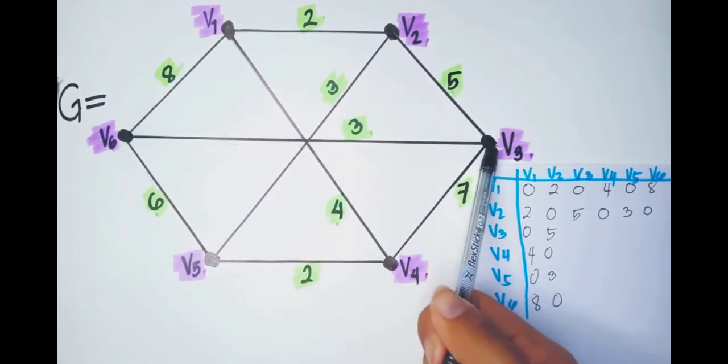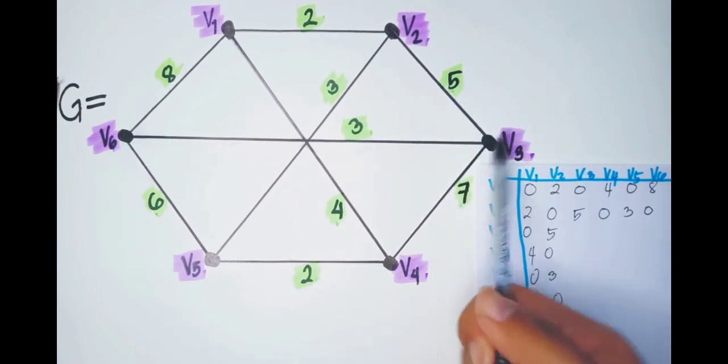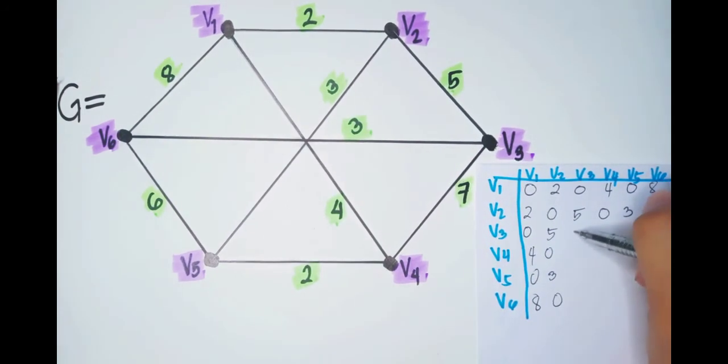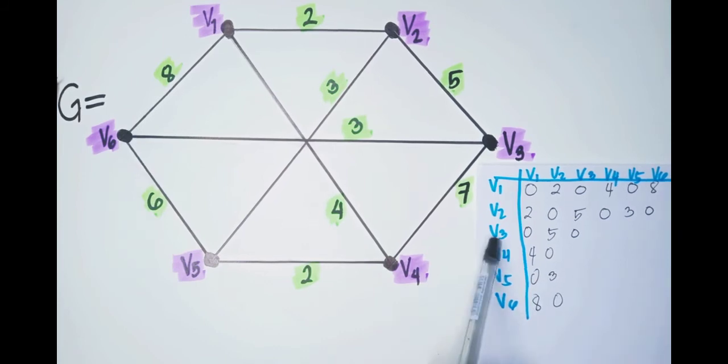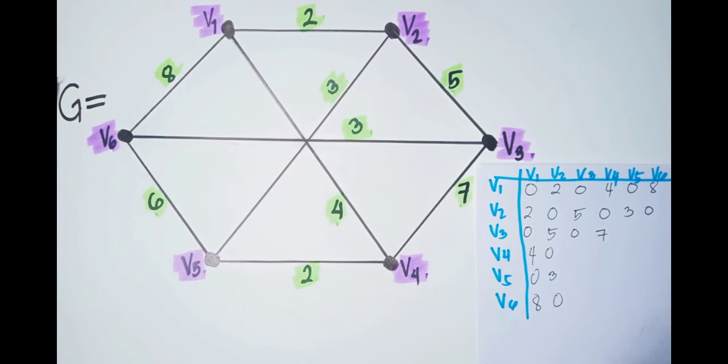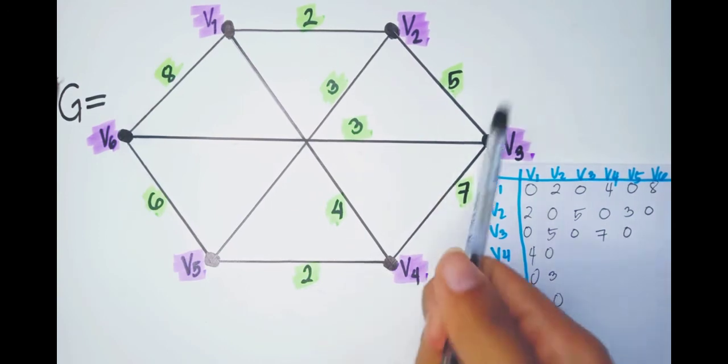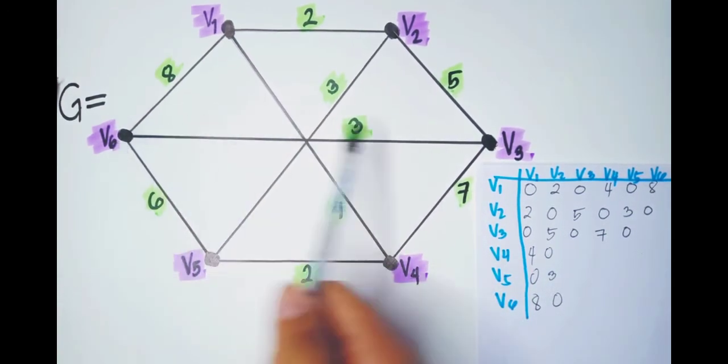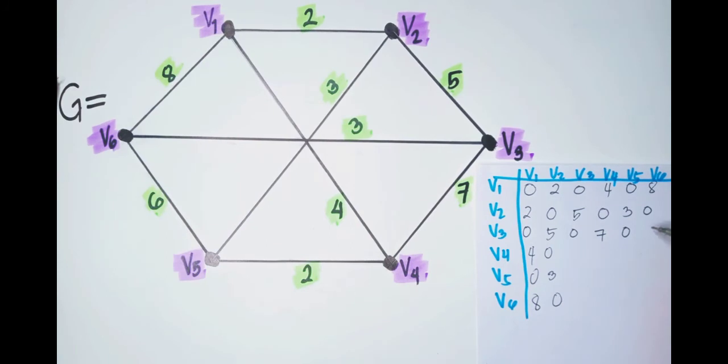Next, V3 to V3 is 0 because it is not connected to itself. V3 to V4 is 7. V3 to V5 is not connected, so we're going to put 0. V3 to V6 is connected and has the weight of 3. Just copy again.